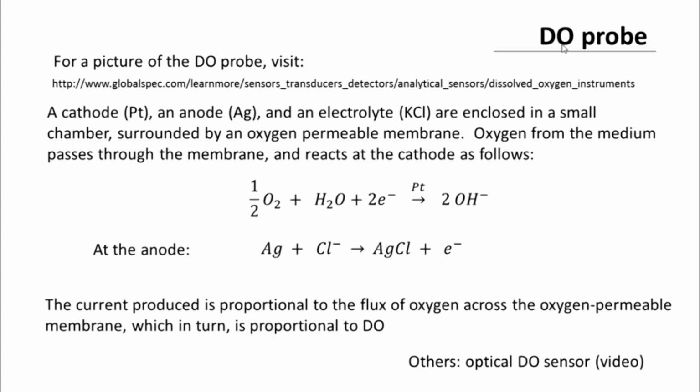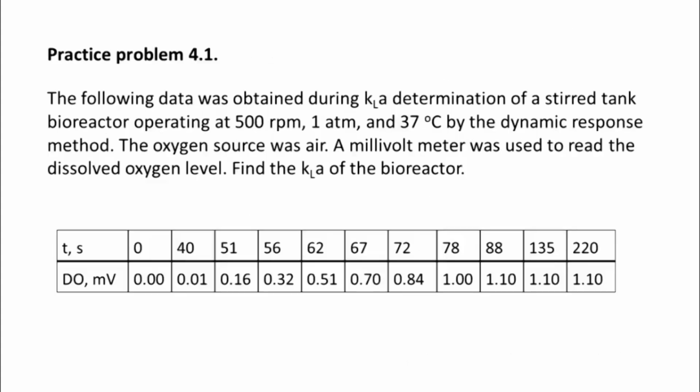While talking about the DO probe, there was some slight confusion because of an error. The cathode is platinum and the anode is silver. I think I had mixed it around last time. Otherwise, it's all the same. So the cathode is platinum, anode is silver. Then let us move forward. We had looked at practice problem 4.1 and its solution, and we will move forward from here.